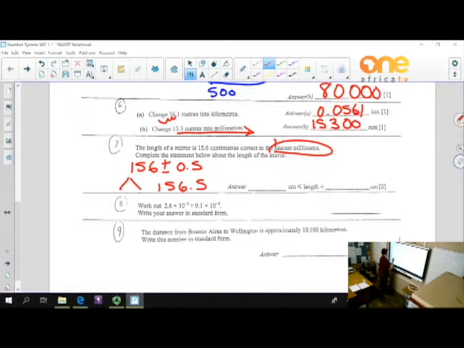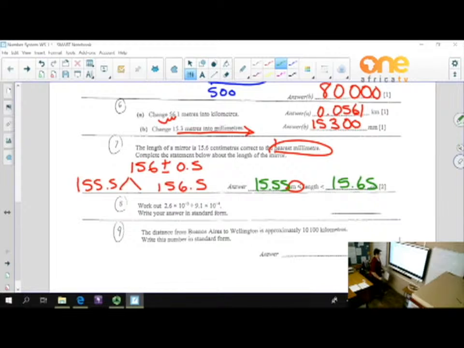156.5 or 155.5. And then you will see the answer is given in centimeters. So I'm going to change now just back to centimeters, which will make it 15.55. And this one in centimeters, 15.65.